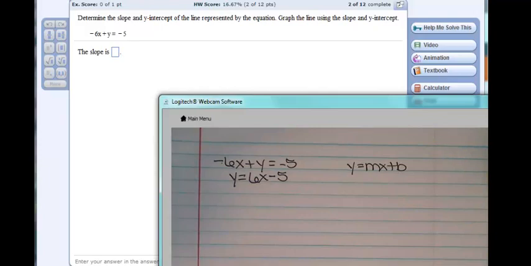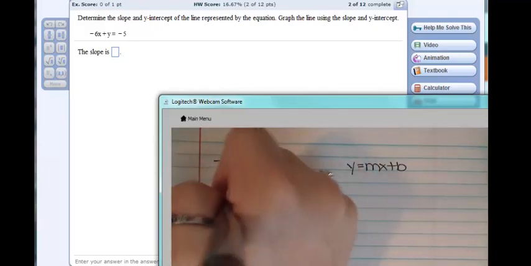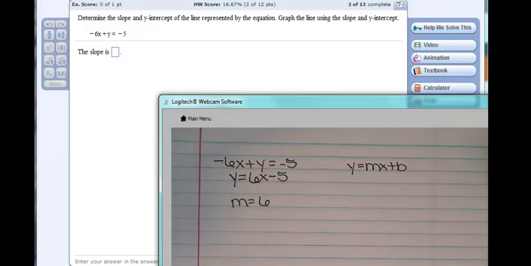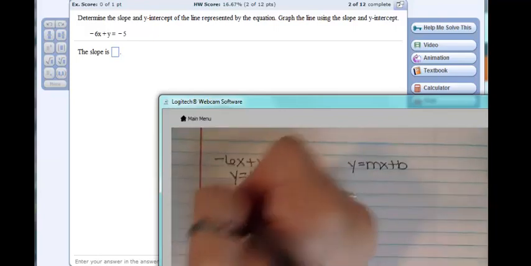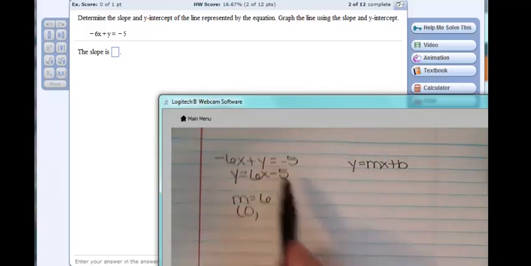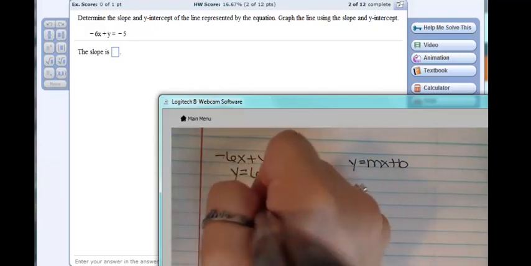So since we have my paper here, let's go ahead and identify our slope. Our slope will be 6. And then our y-intercept will be (0, b), and our b in this case is minus 5.